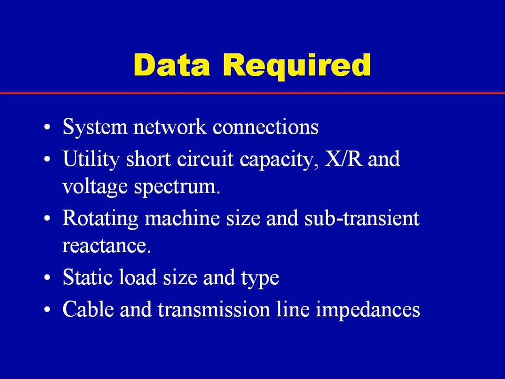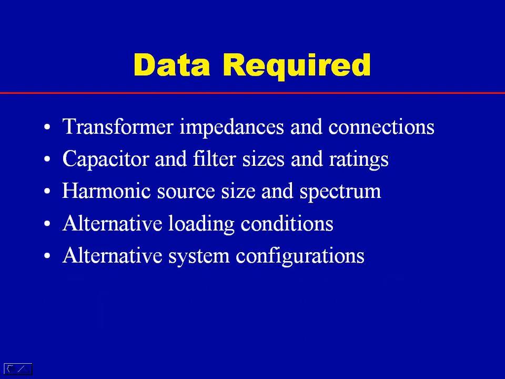To build a computer model for harmonic analysis, you need to enter the system network connections, available short circuit current from the utility, rated size and subtransient reactance of rotating machines, rated size and type of static loads, and cable and transformer line impedances. You also need transformer impedance, voltages, and connections, capacitor and filter sizes, and harmonic source size and spectrum. You may also need to evaluate alternative loading and operating conditions for the system.